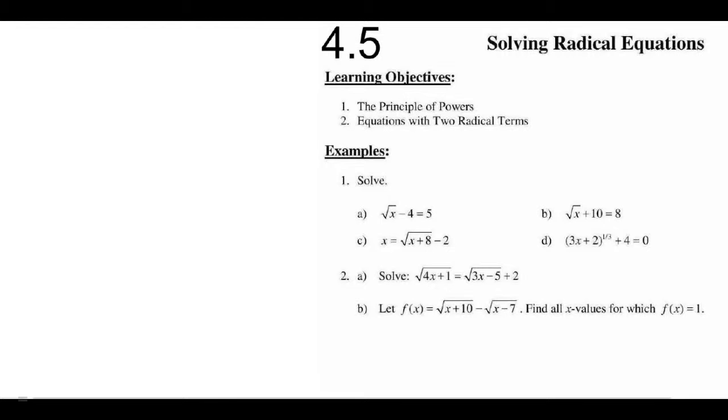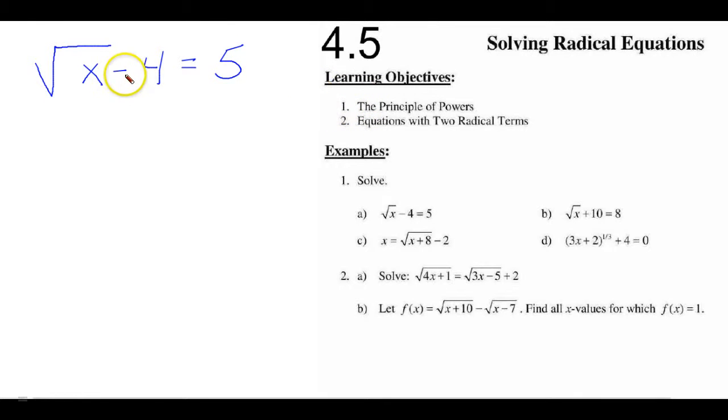Okay, going on to topic 5 now of module 4. There are only 6 examples, so we'll do each one item by item. So let's write this out here. Square root of x minus 4 equals 5.